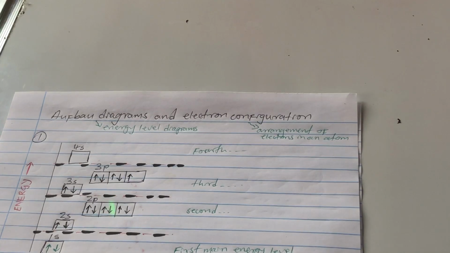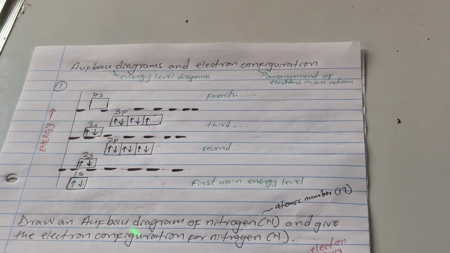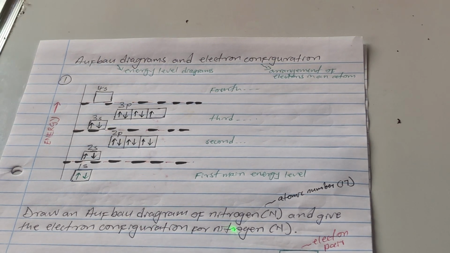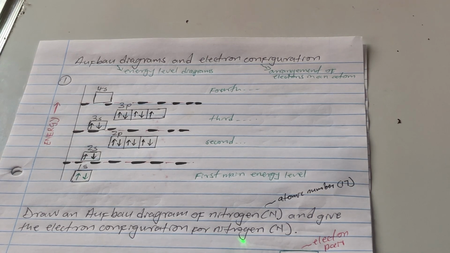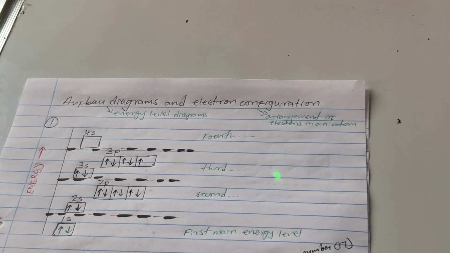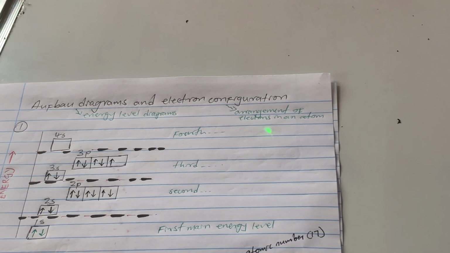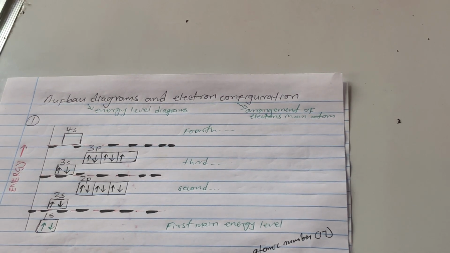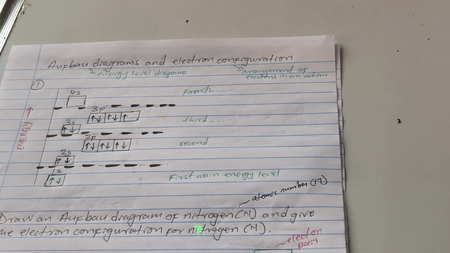Now, let's try to answer this question. We have to answer 2 questions here. Draw an Aufbau diagram of nitrogen and give an electron configuration for nitrogen. We already know that electron configuration is an arrangement of electrons in an atom. So how do I draw an Aufbau diagram of nitrogen?